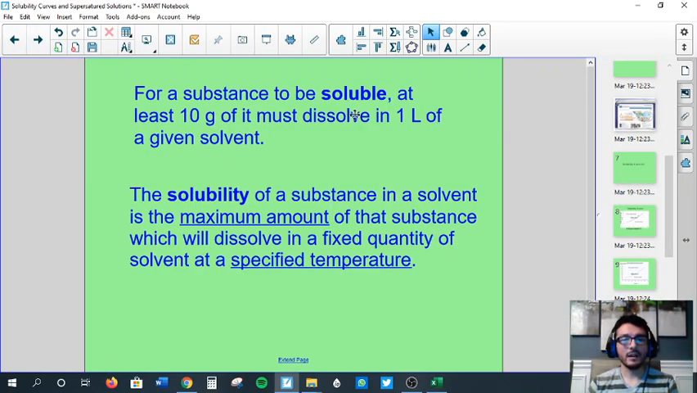A substance is said to be soluble if at 10 grams you are able to dissolve it in 1 liter. That's typically the consensus. And the solubility of a substance is just the amount that it's able to dissolve at a certain temperature.